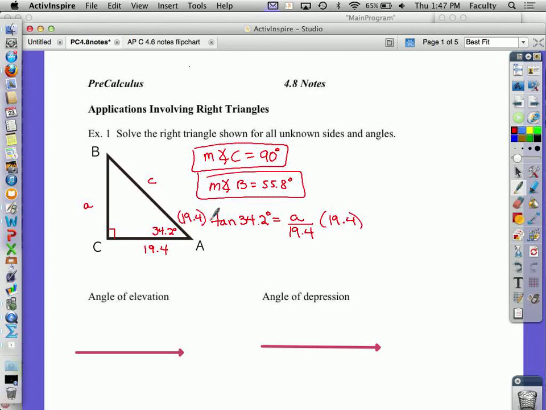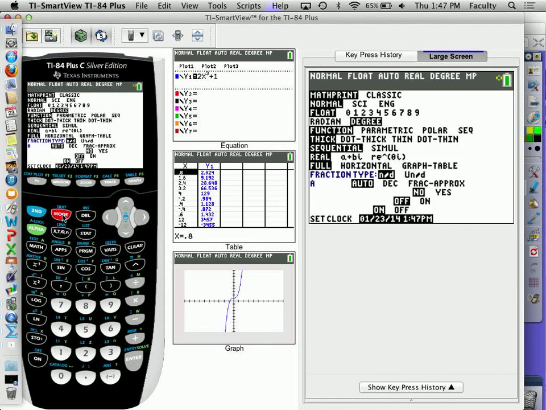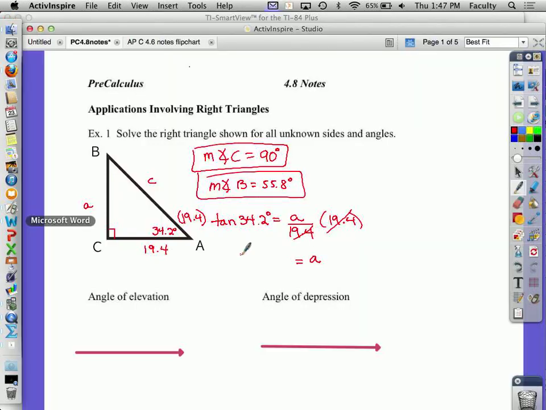So this is definitely a calculator problem. Remember to check your mode. The angle is in degrees, so my mode should be in degrees. So let's take out our calculators, check your mode, put it in degree mode if it's not currently, and I'll take 19.4 times the tangent of 34.2, and I'm getting about 13.2.